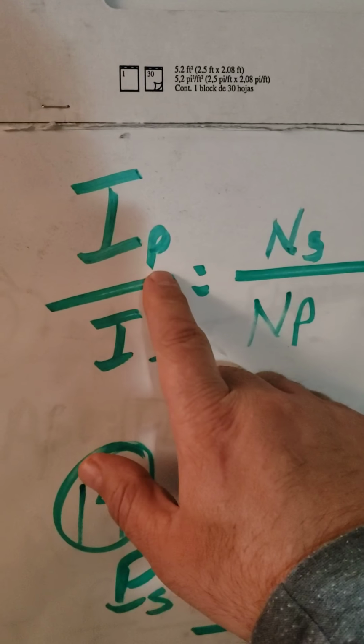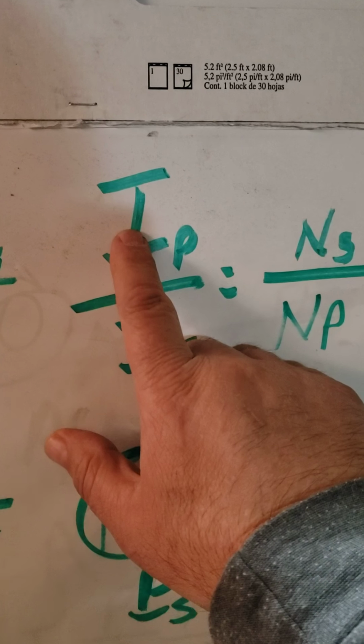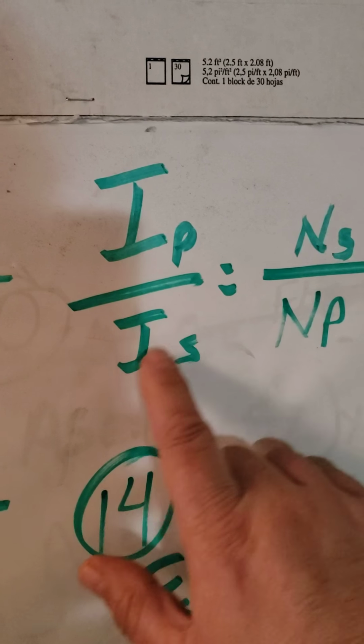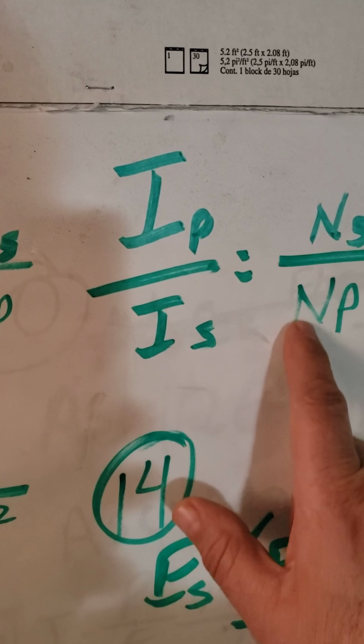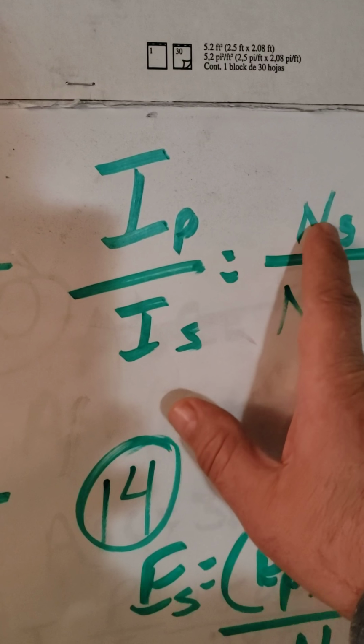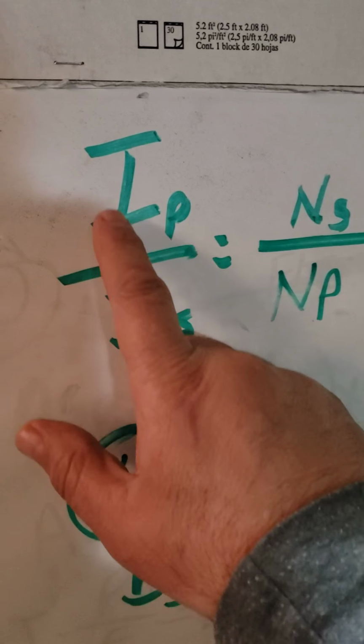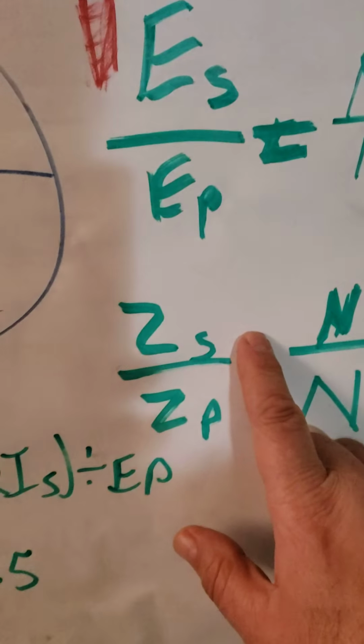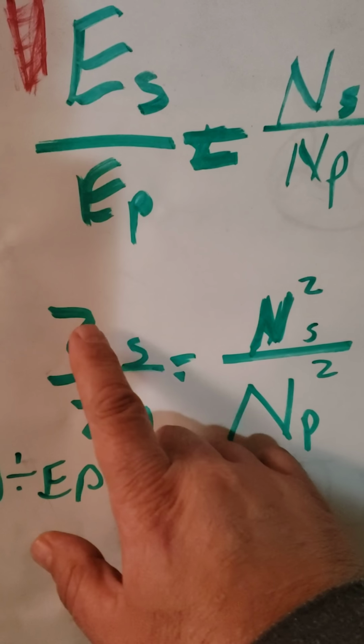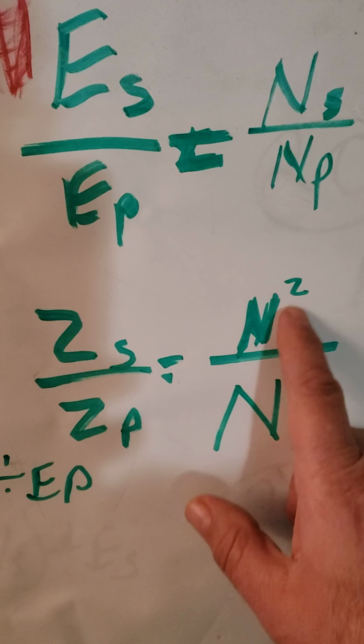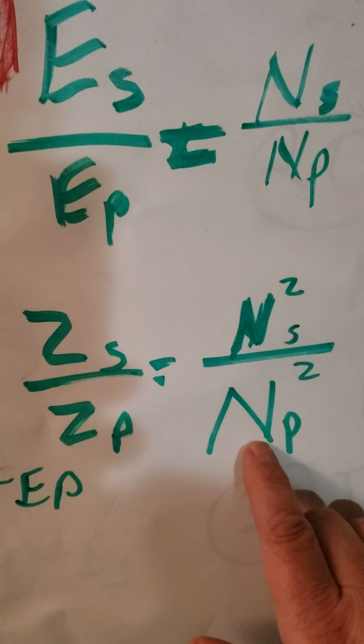Here's the other one for current. So IP over IS equals NS over NP. So this times this will equal this times this. And then here's for my Z, ZS over ZP equals NS square over NP square.